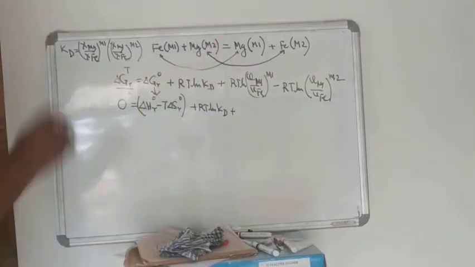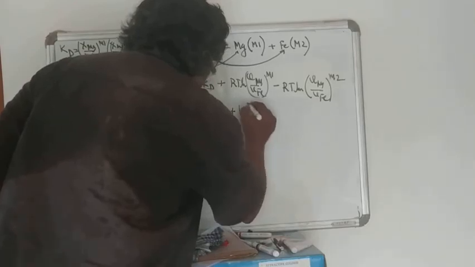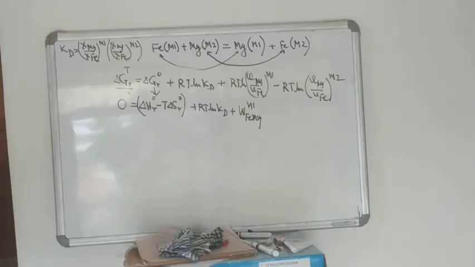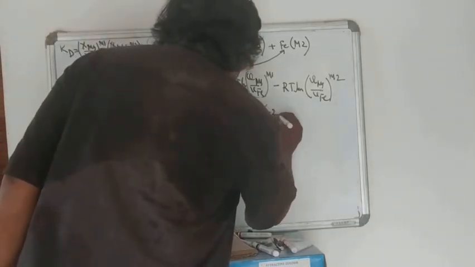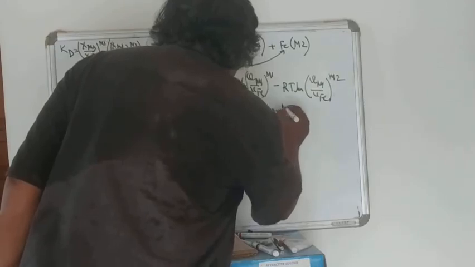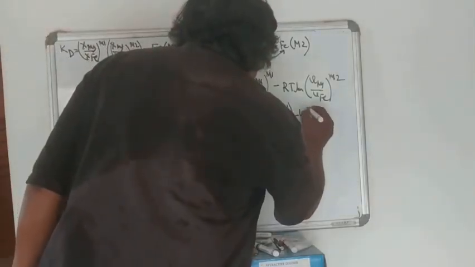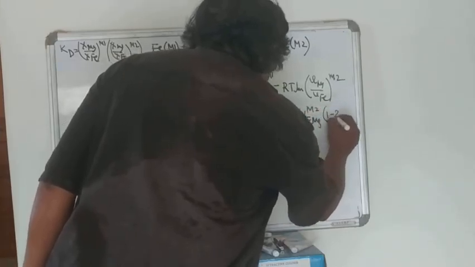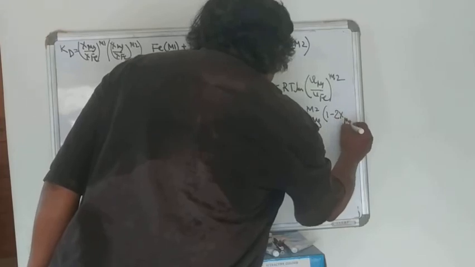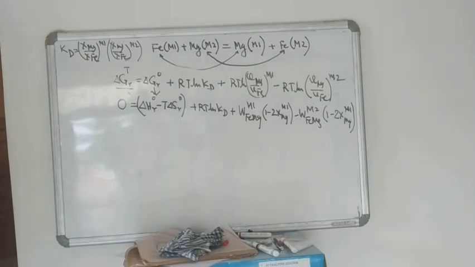Now what will I write? See if I have made a mistake or not. W Fe Mg M1, and it should be 1 minus 2 X Mg M1. You can check it out. Minus W Fe Mg M2 into 1 minus 2 X Mg M1. I think I have done right, but you please check it out.